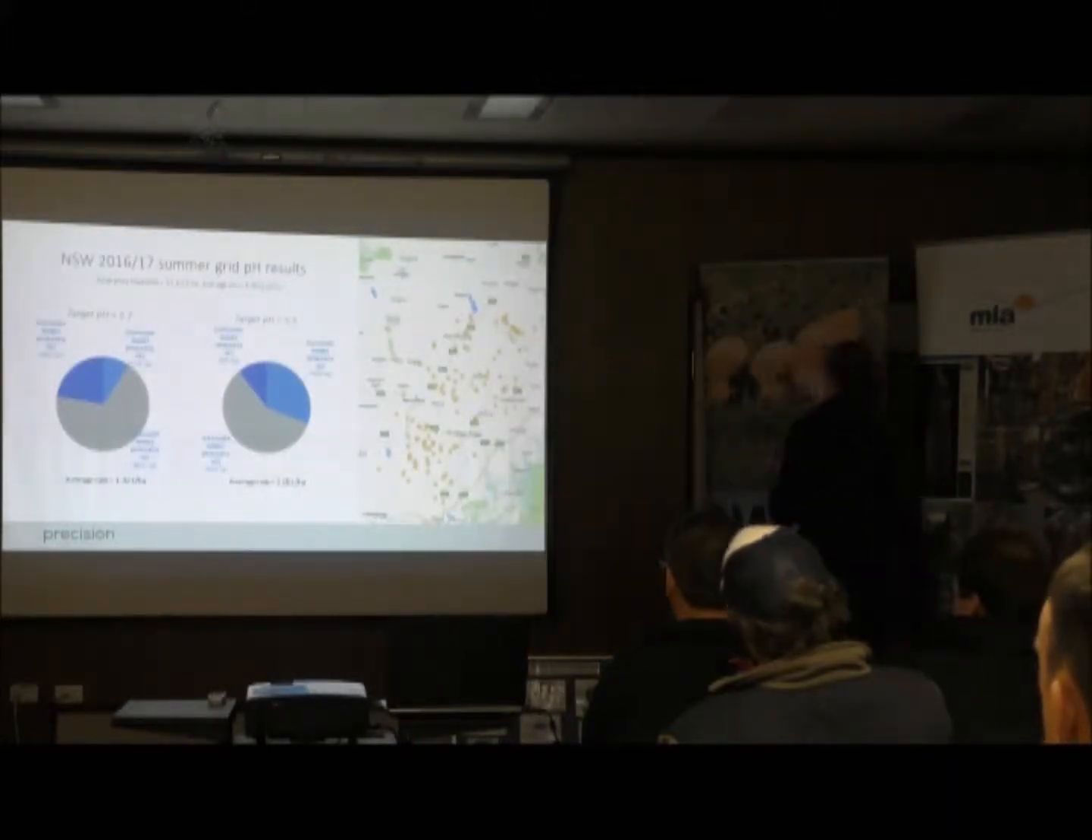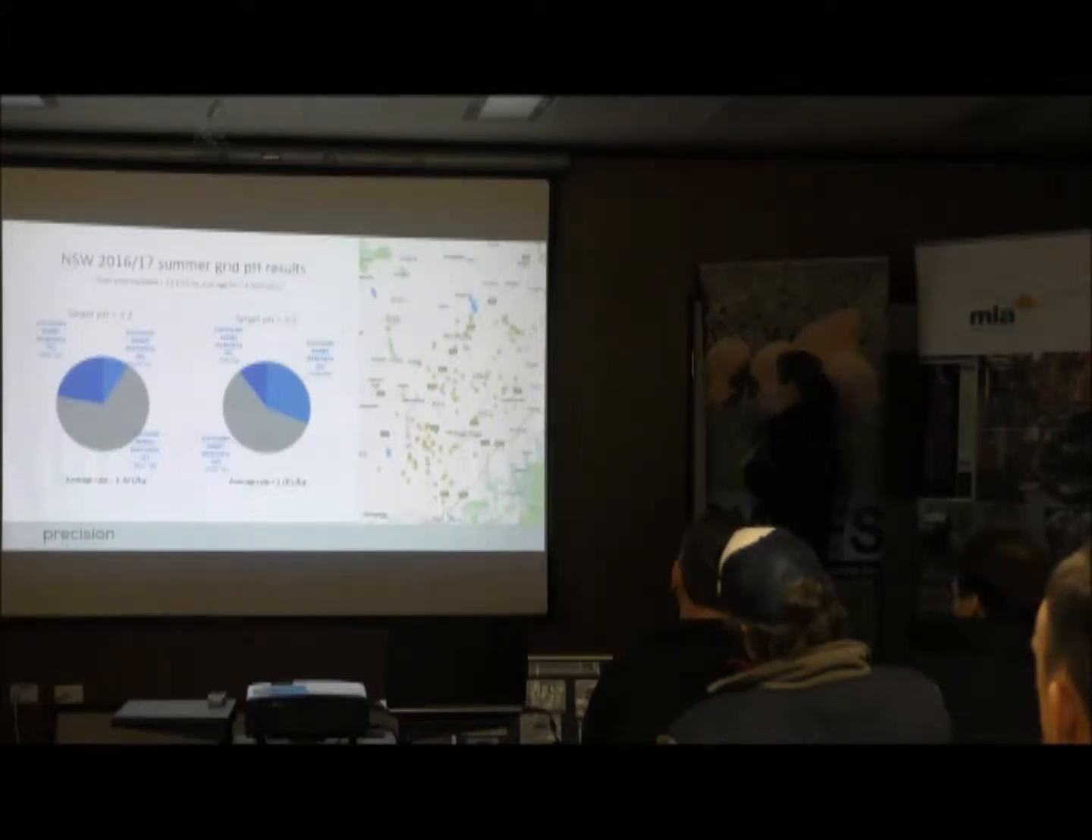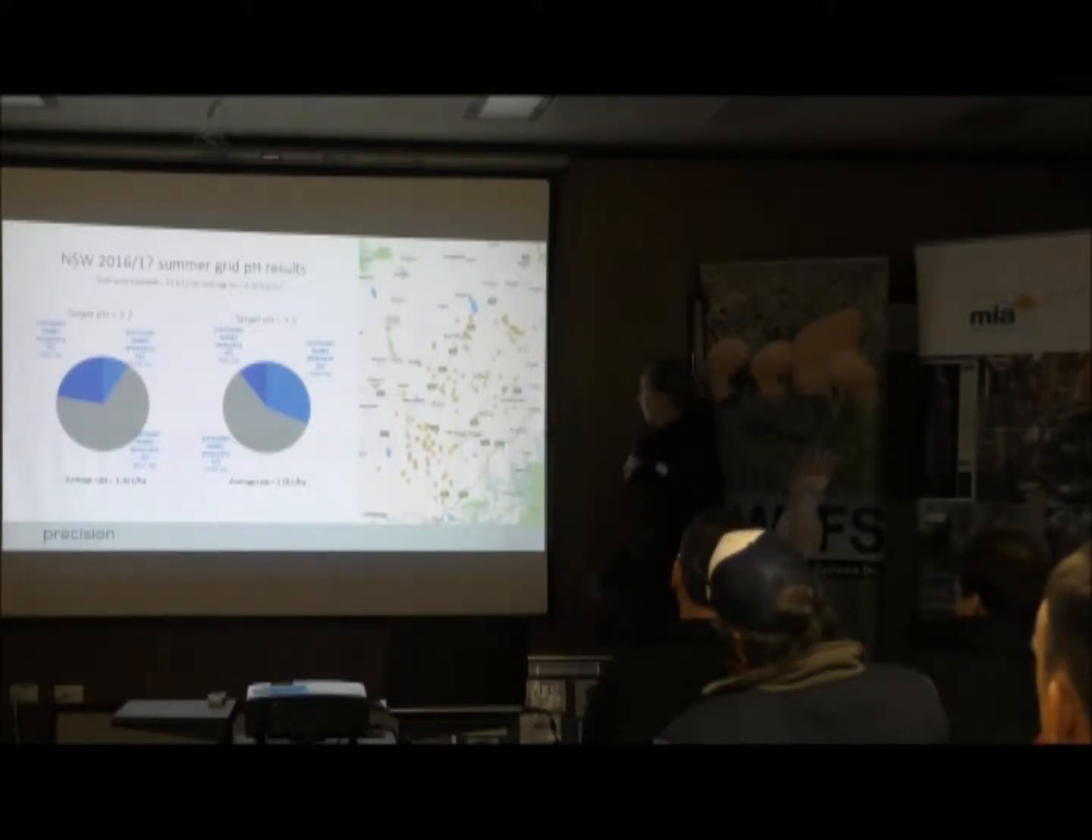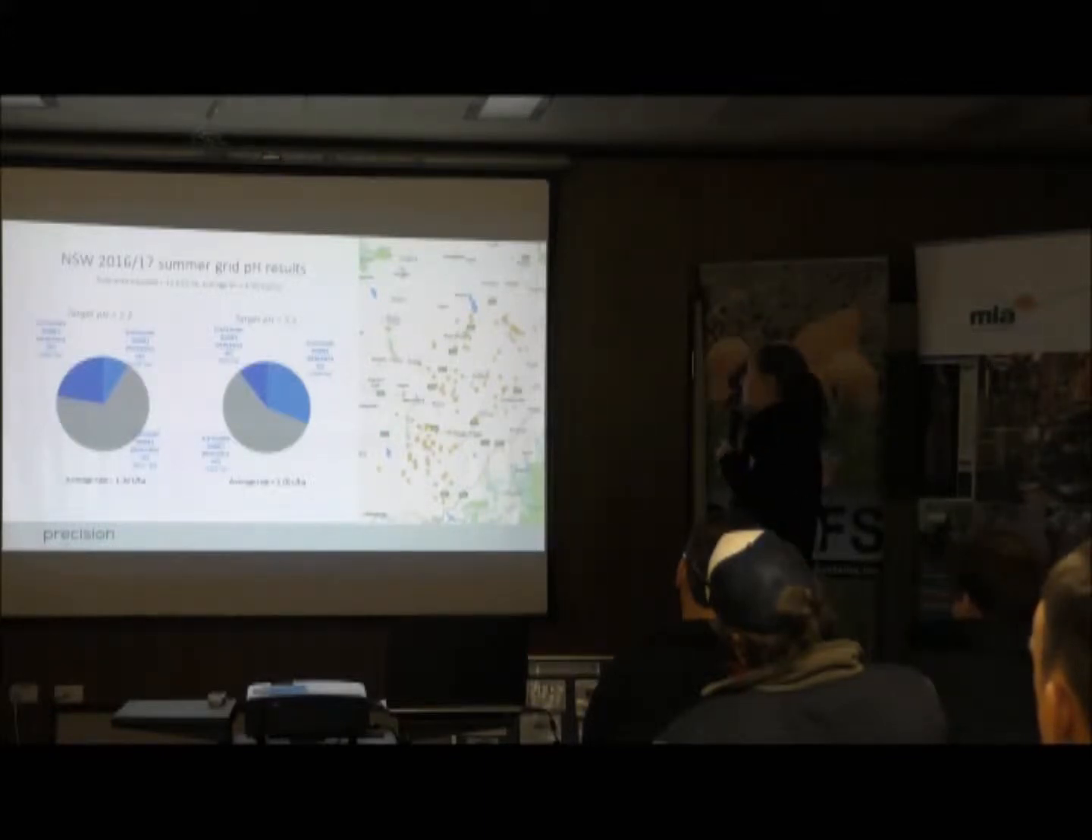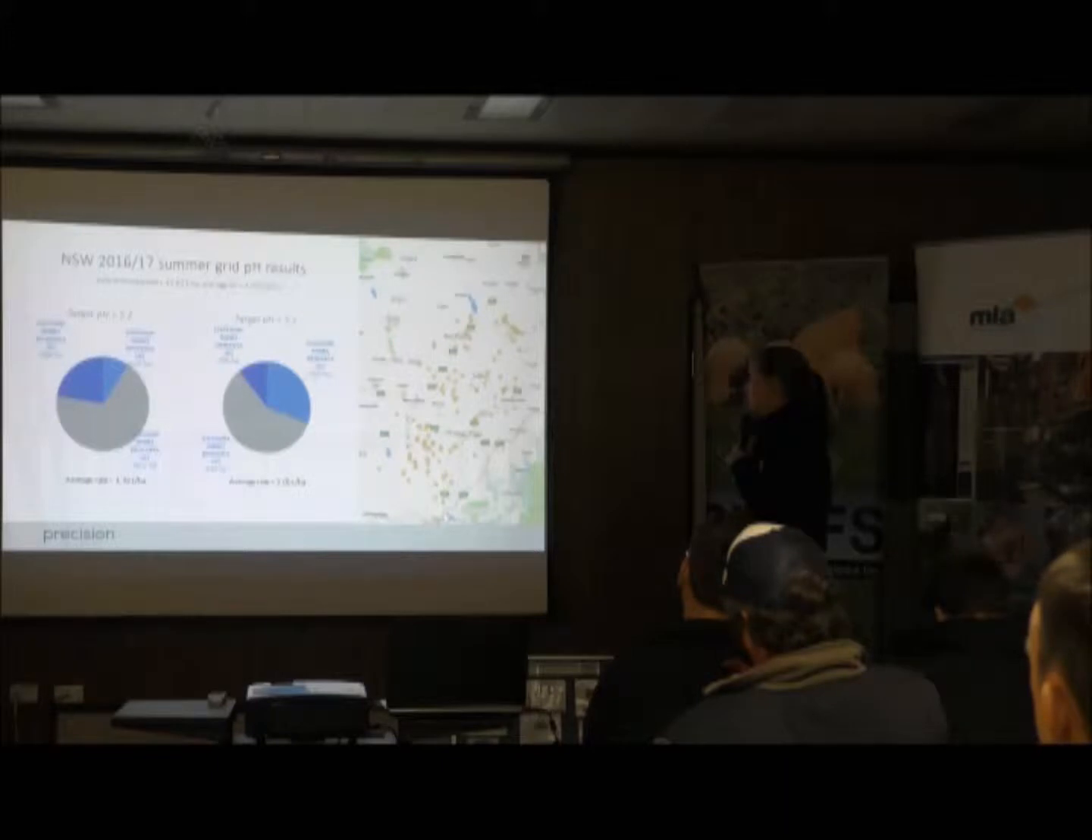Just to summarise, so most of our work over the 2016-17 summer basically stretched from the border down here up to about Lake Cow, was about the most northern farm that we did. So we mapped about 12,500 hectares, and the average pH over all those samples was 4.9. At a target pH of 5.2, our average rate required was 1.3 tonnes per hectare.